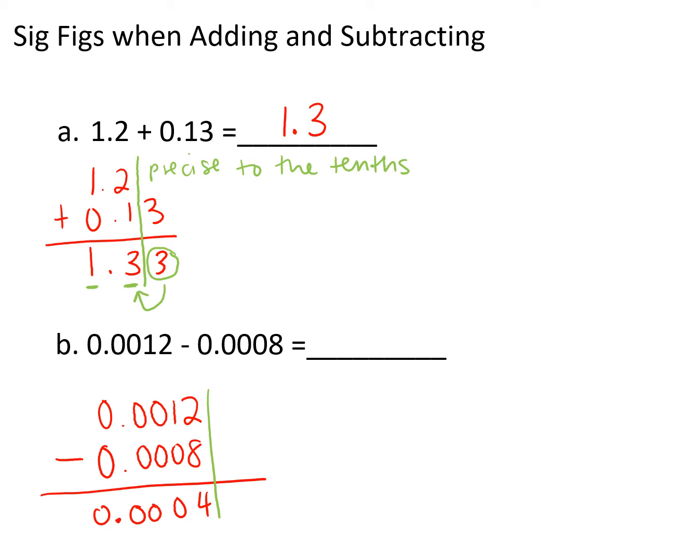are equally precise because they are all precise to the 10,000th place. So our final answer would be 0.0004. We wouldn't have to do any rounding on that one.